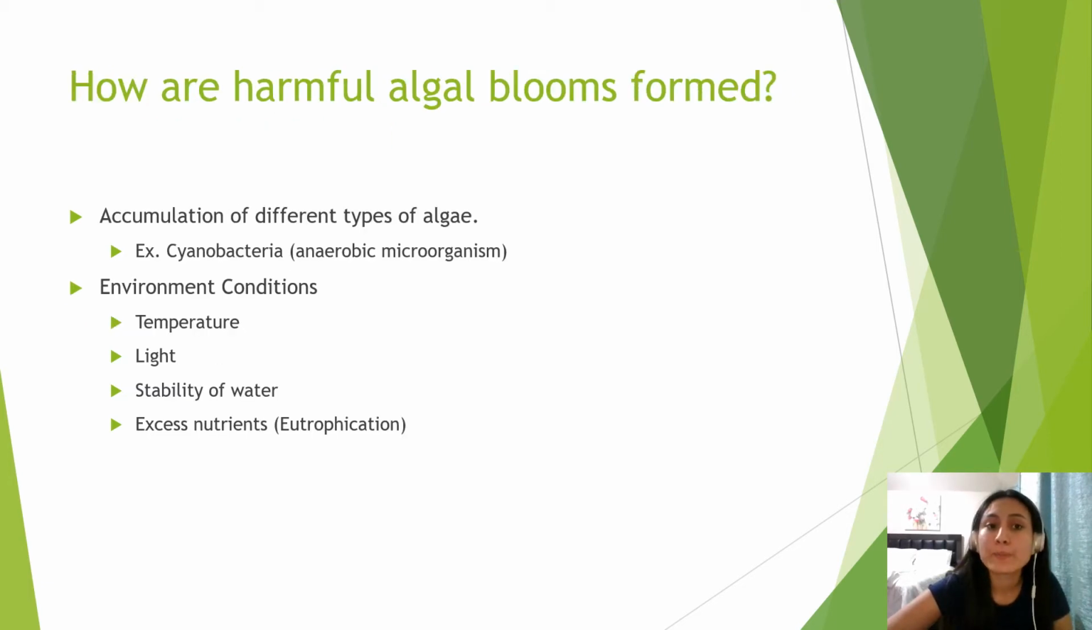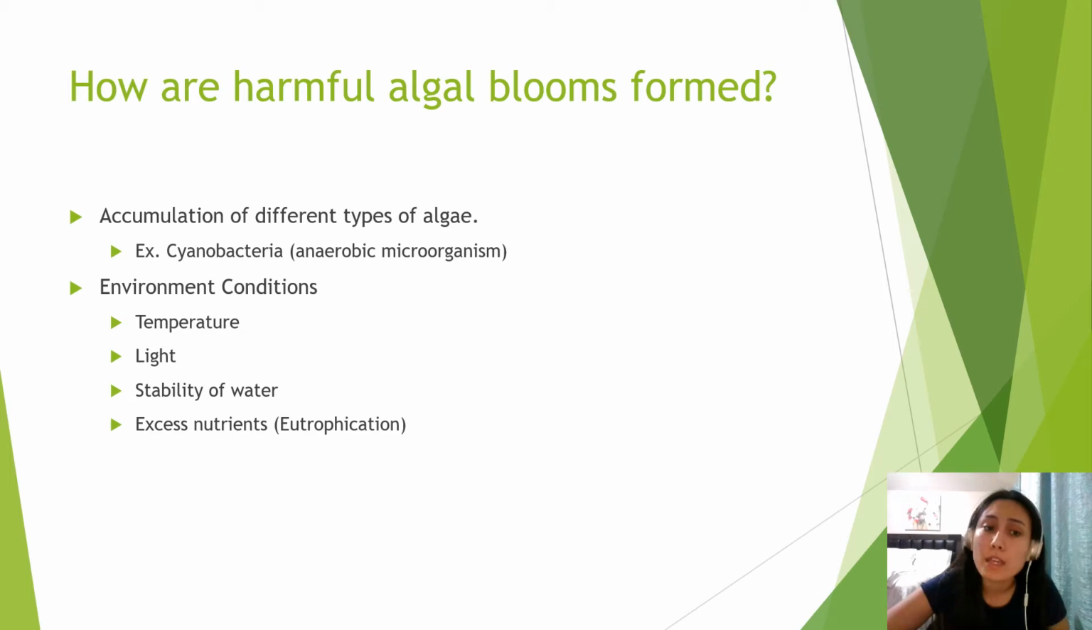So now we'll go over how harmful algal blooms form. They're formed through an accumulation of different types of algae. In this particular study, they mentioned cyanobacteria is the type of algae that is accumulated. And you might ask yourself, well, why are these cyanobacteria being accumulated? And this is because they are put in environmental conditions in which they thrive. So cyanobacteria thrives in high temperatures, like above 25 degrees Celsius.